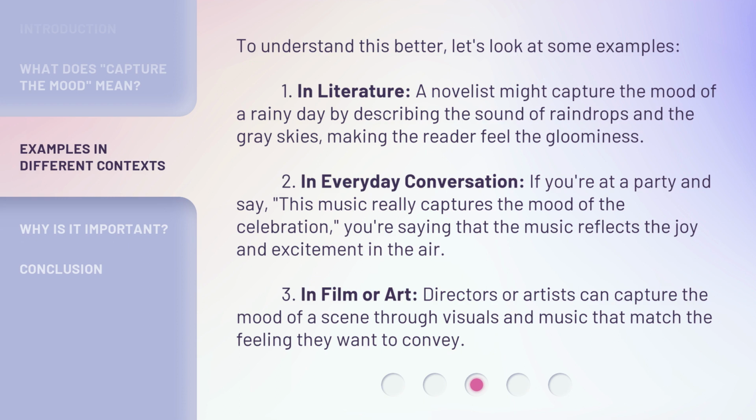2. In everyday conversation, if you're at a party and say, "This music really captures the mood of the celebration," you're saying that the music reflects the joy and excitement in the air. 3. In film or art, directors or artists can capture the mood of a scene through visuals and music that match the feeling they want to convey.